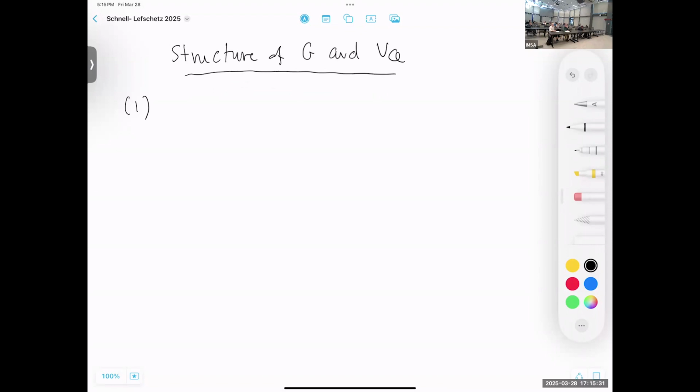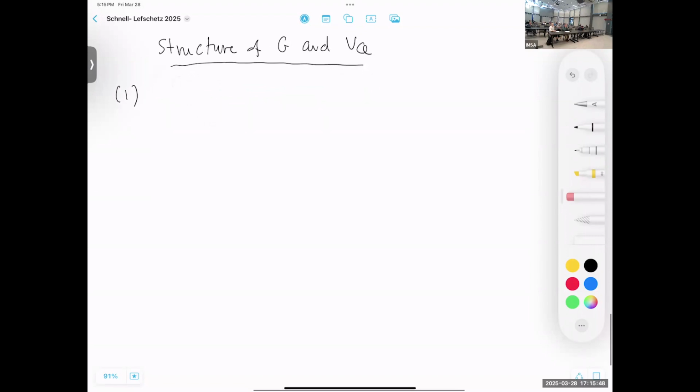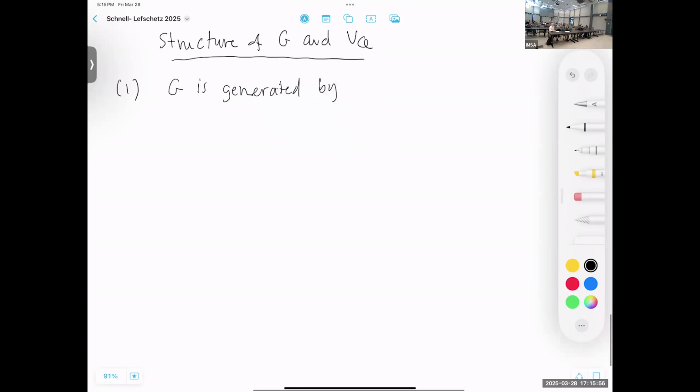Okay, what was I going to say? Right, so I want to describe the structure of V and of the monodromy, and basically most of it comes by looking at Lefschetz pencils. That's the basic thing. So, it's known that G, the fundamental group of the base, is generated, meaning mapped onto, by any Lefschetz pencil.